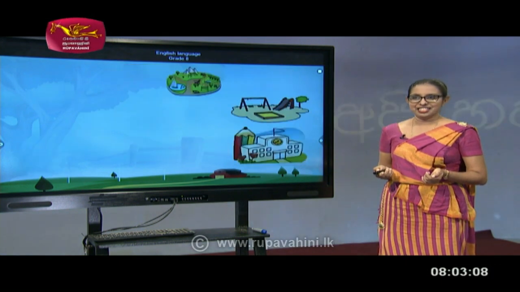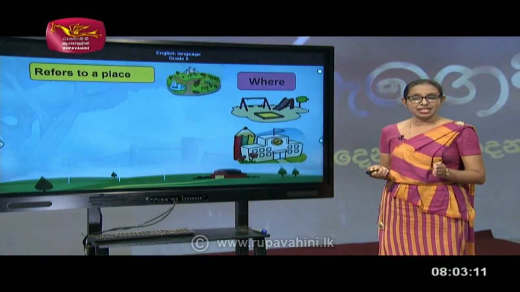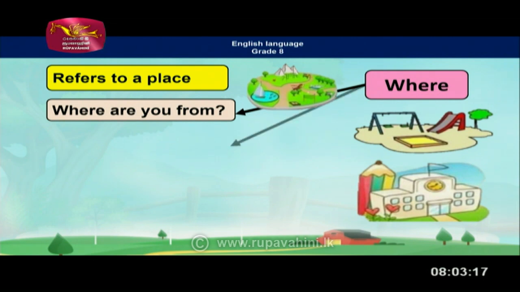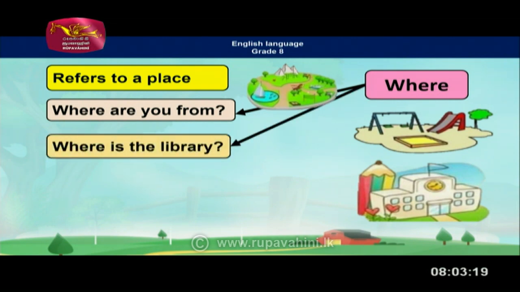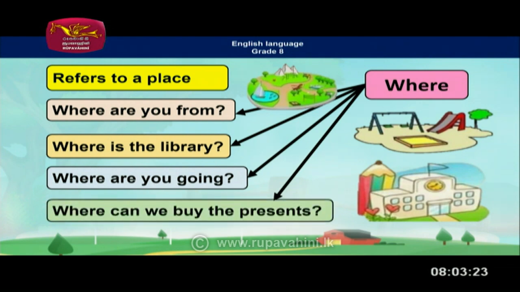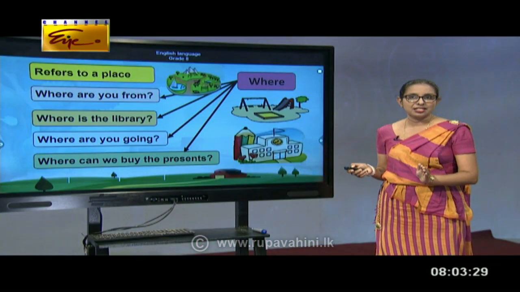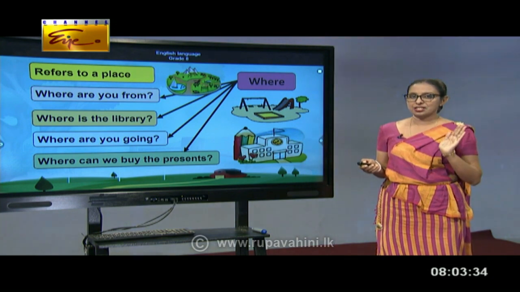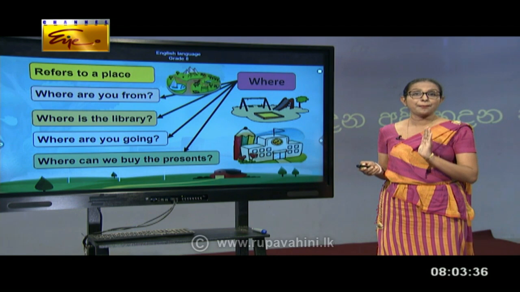Then, to refer to a place, we use the question word where. Where are you from? Where is the library? Where are you going? Where can we buy the presents? To refer to a place, we use the question word where. So, if you have the question word where, remember children, it always refers to a place.